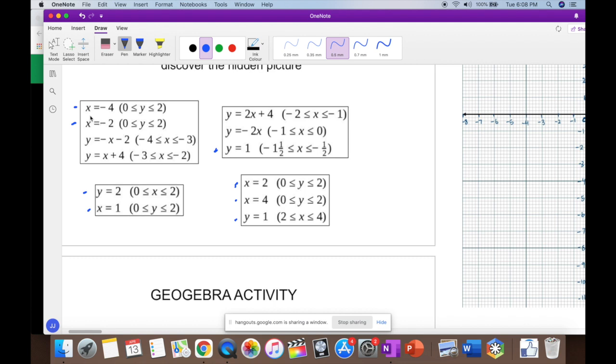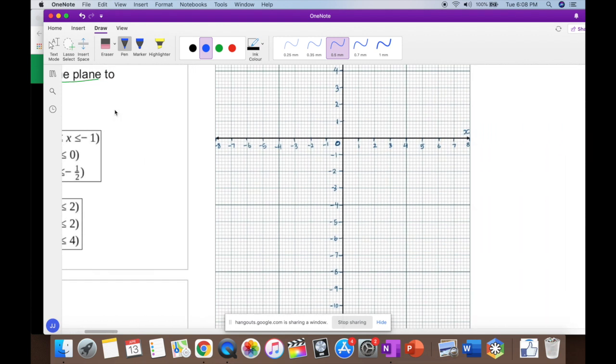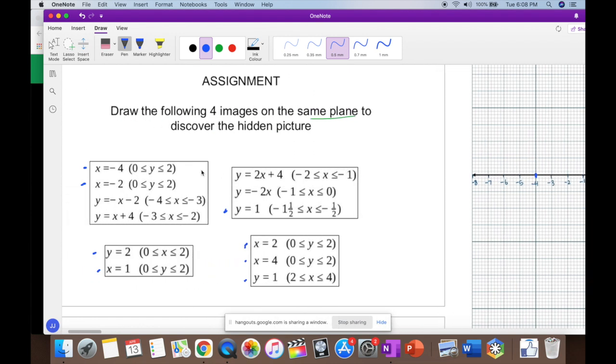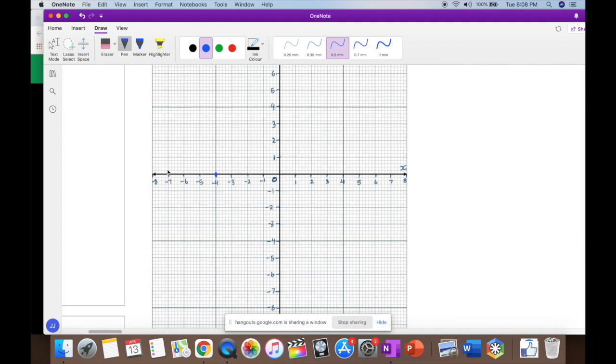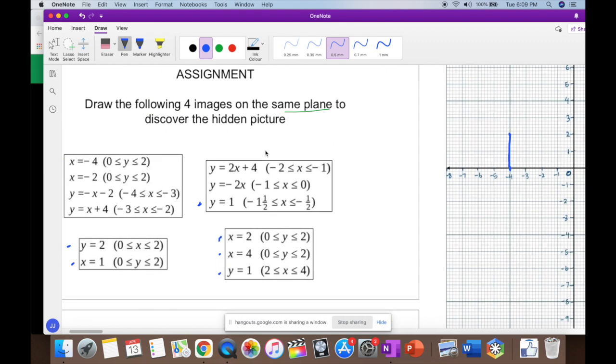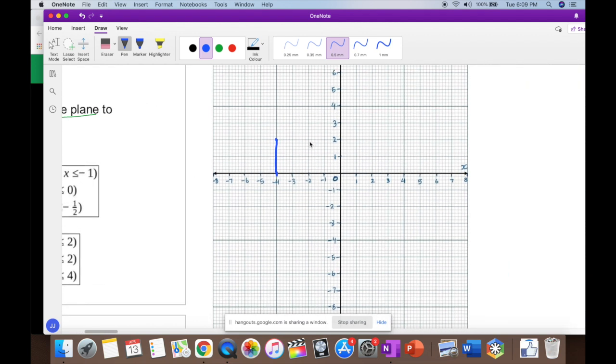The first line is x is -4. So you know that x equals -4 is a vertical line passing through the point -4, right? And it's between this range 0 to 2. So when y is 0 and 2, this line will go from 0 to 2, so this line will go here. Yeah? So you can see here that we have a vertical line passing through x is equal to -4, but we only want it between 0 and 2, right? Next is x is equal to -2 in the same range. So we have this vertical line by -2, and it has the same range, yeah?